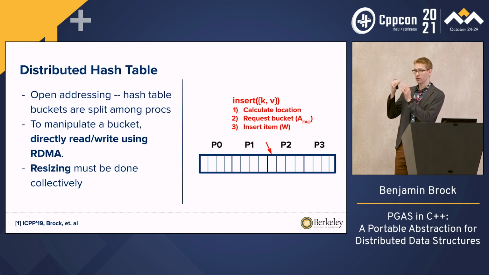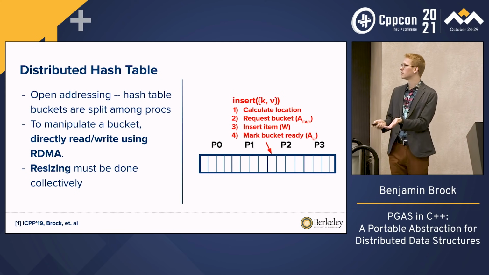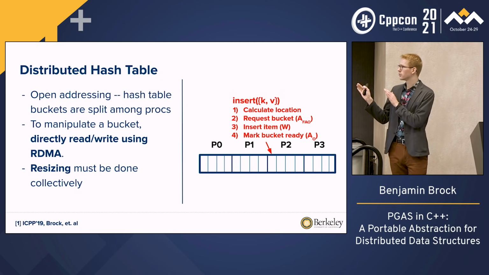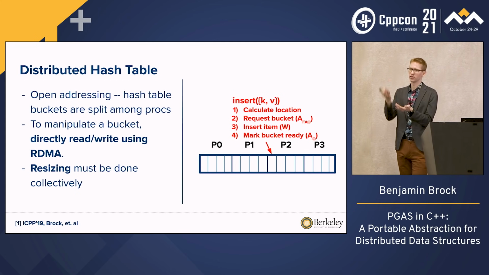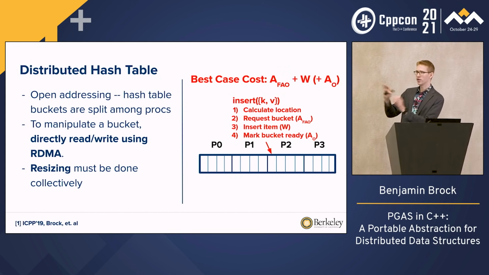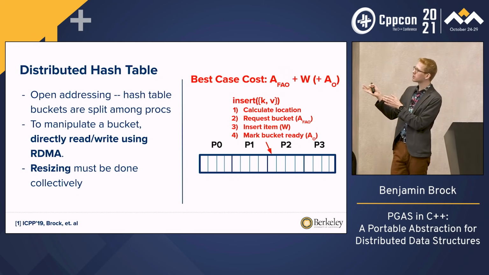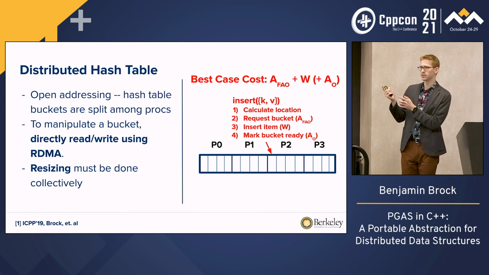Then, assuming it's successful, you insert an item. That's one RDMA write. And then, after that write is complete, you have a final write to signal that that bucket is ready to be read. That comes out to the best case cost: two atomic operations and a write.